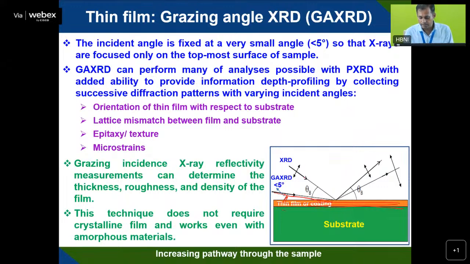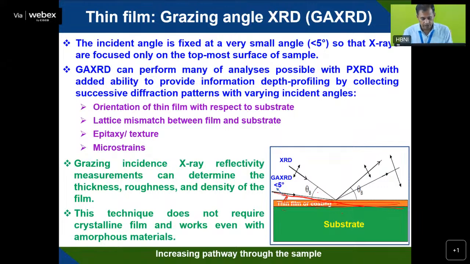If you go to a higher angle, what will happen? The X-ray penetration will go to the substrate. So if the angle is very low, your X-ray will be on the thin coating only. It will not go to the substrate. So the incident angle is very low, so that you can see only the topmost surface.